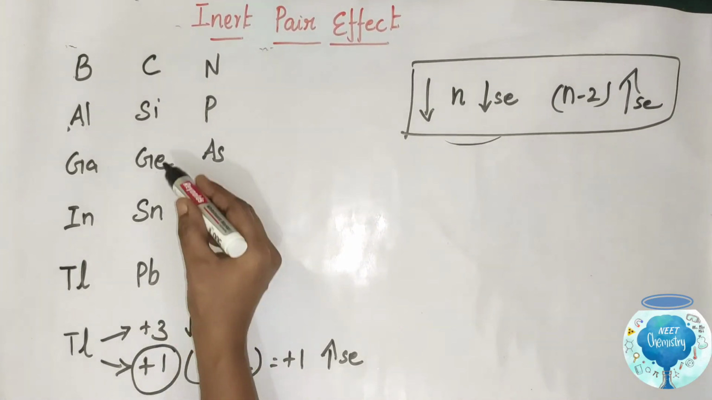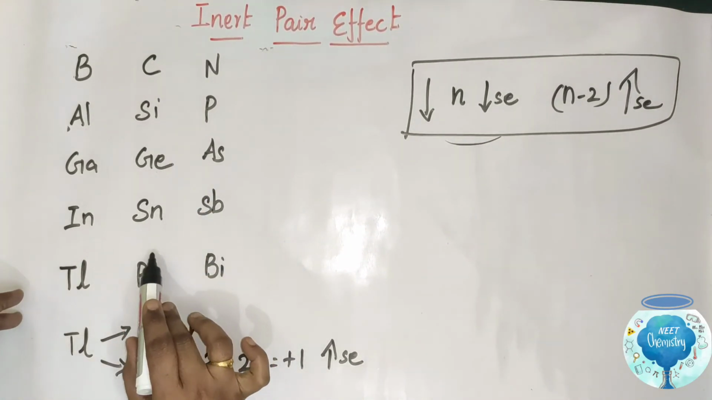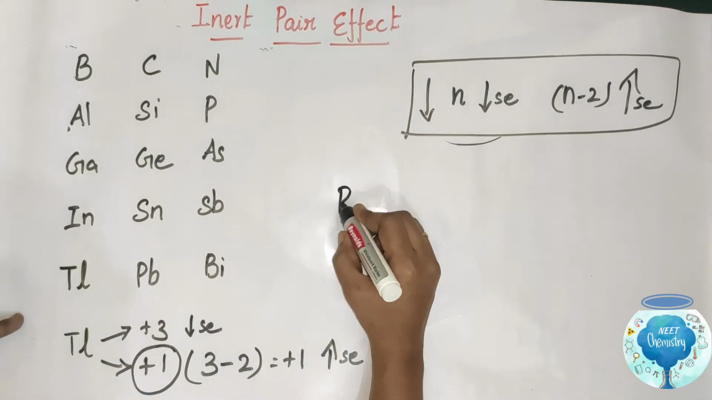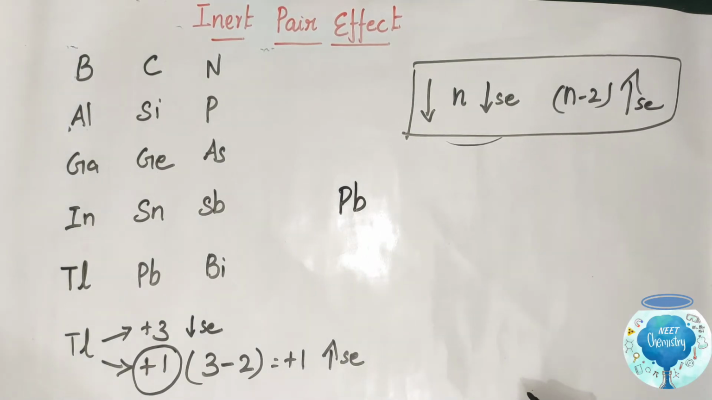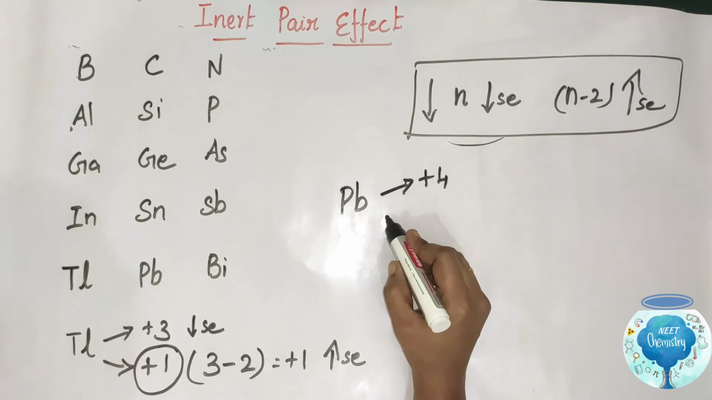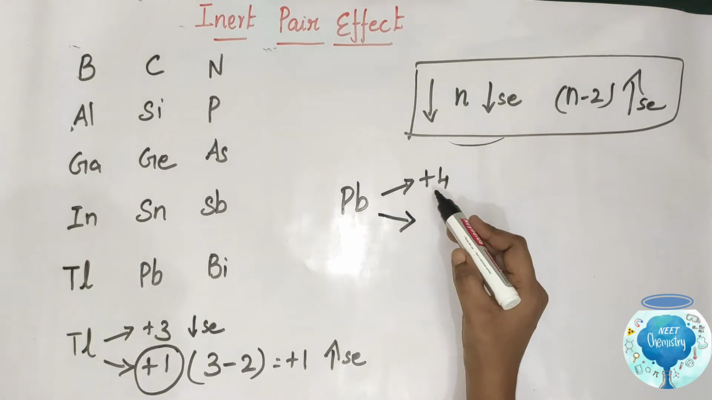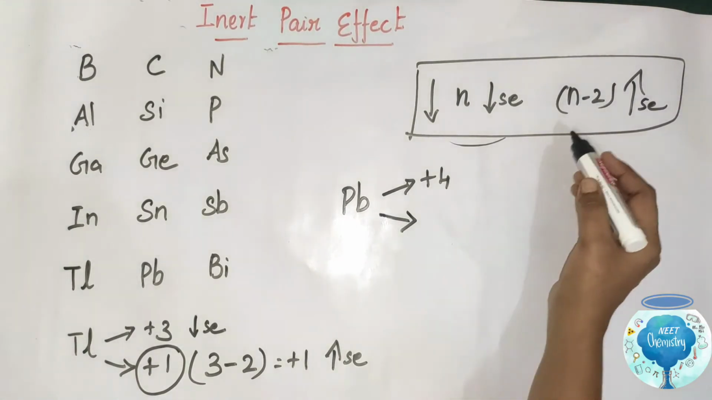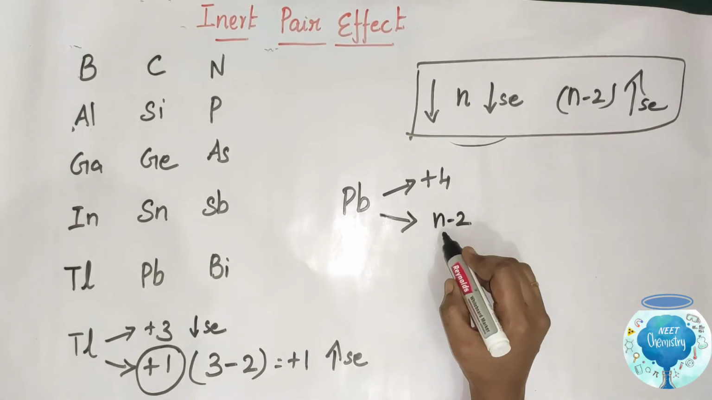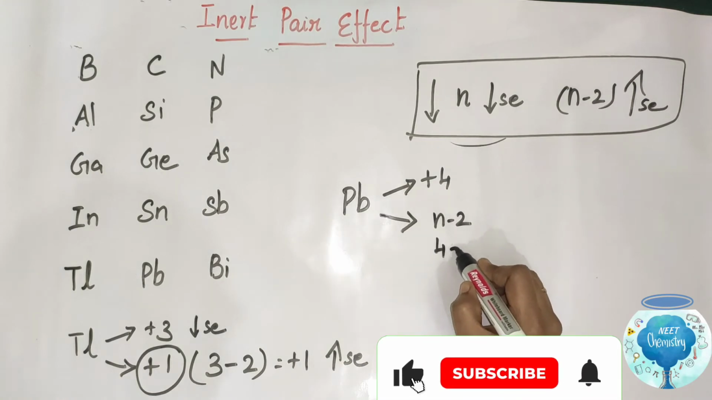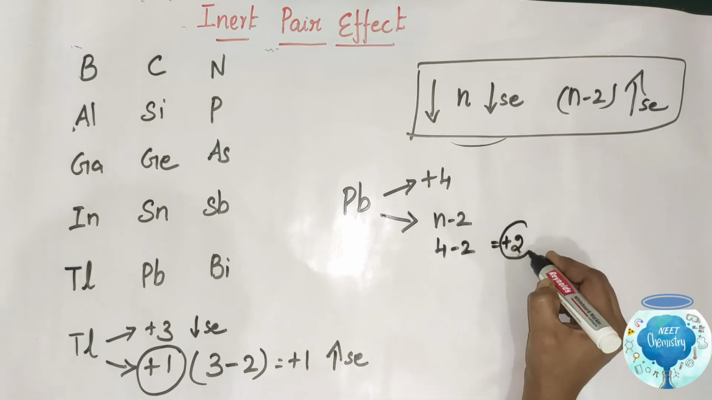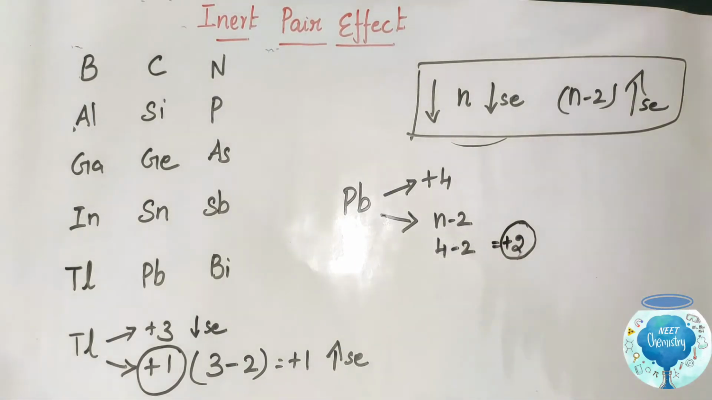Then, in the 14th group elements, the last post-transition heavier element is lead. Lead has two oxidation states. The maximum oxidation state is +4, and the stability of the N-2 oxidation state increases. N is 4, so 4 - 2 is 2. So the +2 oxidation state of lead is more stable.